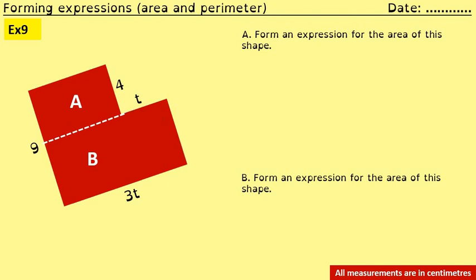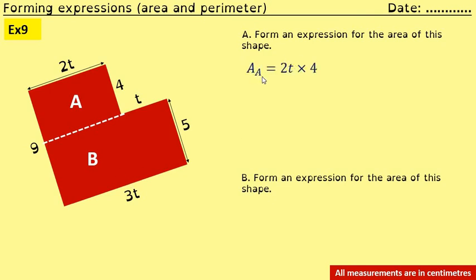So, I'm going to do my numerical one first. So this side length here is 9 and this side length here is 4. So that means that this side length here must be 5. And then this side length here is 3t and this side length here is t. So over here we should have 2t. And now I've got all my side lengths labelled, I can do my areas.